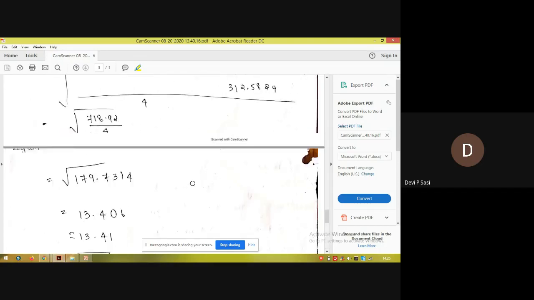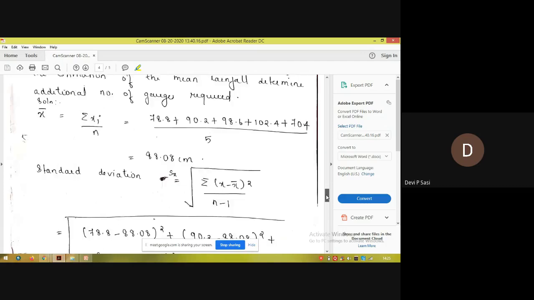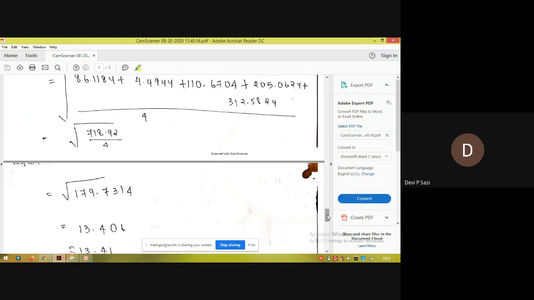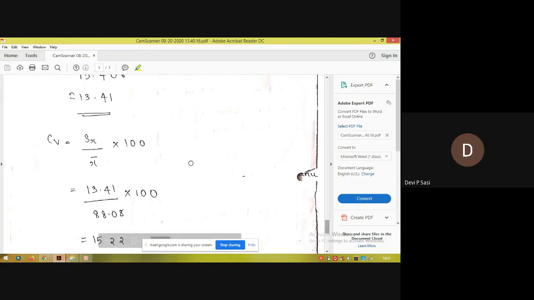So once more I shall explain. First step, find x bar. x bar is x1 plus x2 up to xn by n. So that is done. Now the standard deviation Sx is equal to the square root of sigma x minus x bar the whole square by n minus 1. Do it. So you will get 13.41. Next, Cv is equal to Sx by x bar into 100.